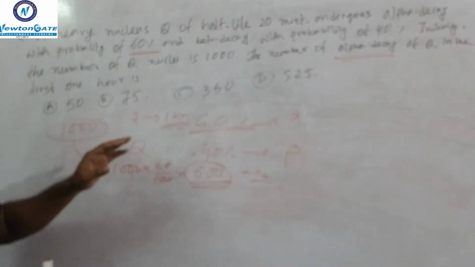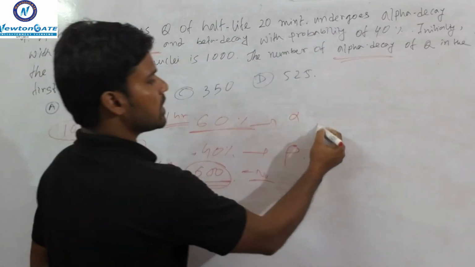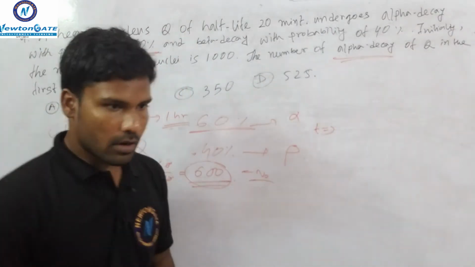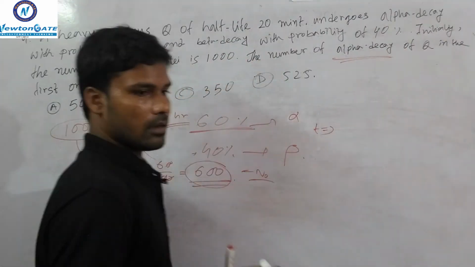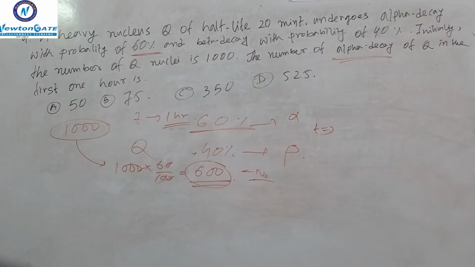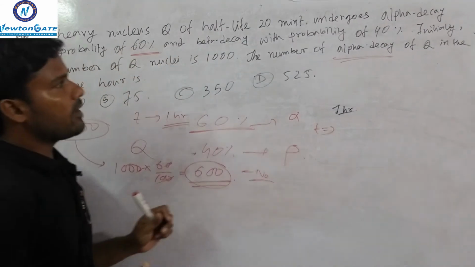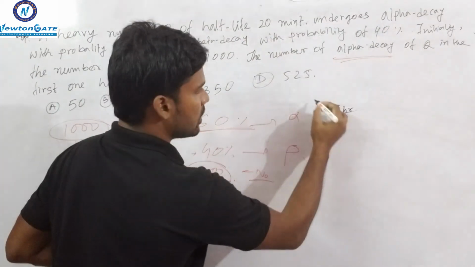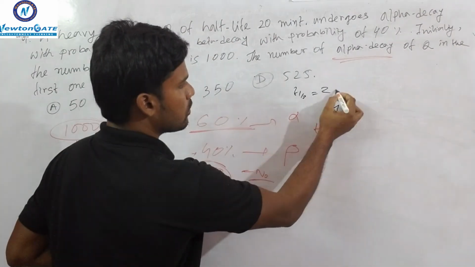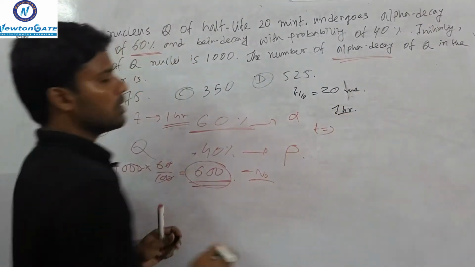Now the half life is given as 20 minutes. The time T is given as the first 1 hour, so for the first 1 hour, just think of the number of half lives, because one half life is 20 minutes, T half is 20 minutes, right.